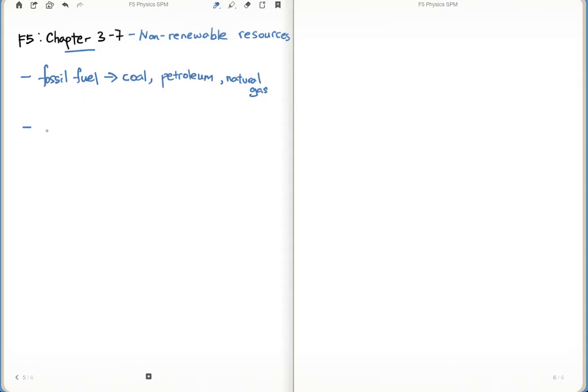The next one would be nuclear, but it's not so popular here. In Malaysia, we don't even have a full-size nuclear generator, but it's just a concept for non-renewable resources. So this is not available. Nuclear fuel is not available yet in Malaysia. No one can speak for the future.